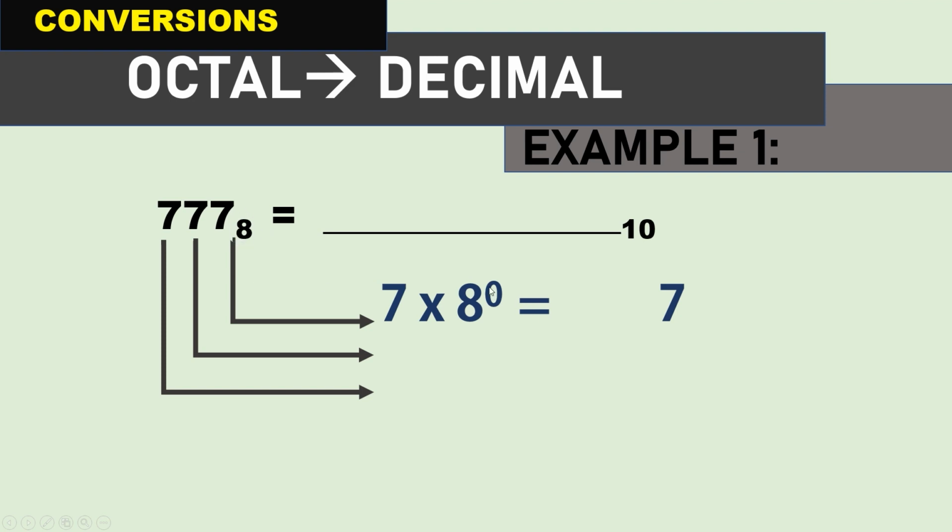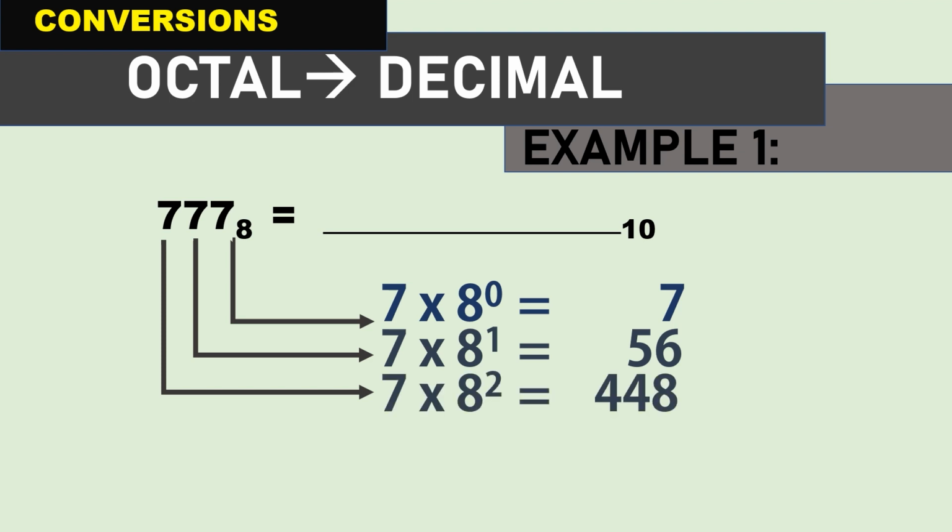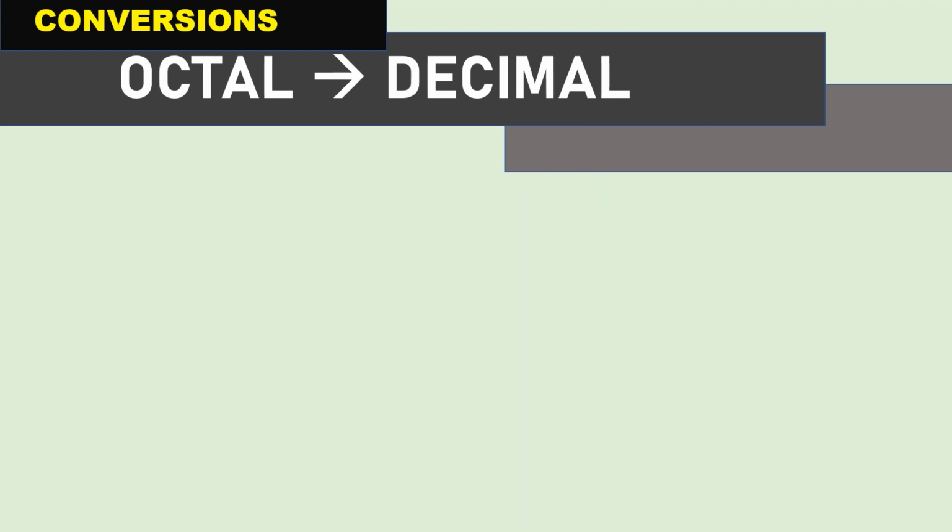Again, our exponents start from 0, and then we will have a product which is 7, followed by another 7 multiplied by 8 raised to 1, which is 56. Then the last 7 on your left is 7 times 8 raised to 2, and the product is 448. Getting the sum of the products, we have 511. So that means that 777 in octal is equal to 511 in decimal.